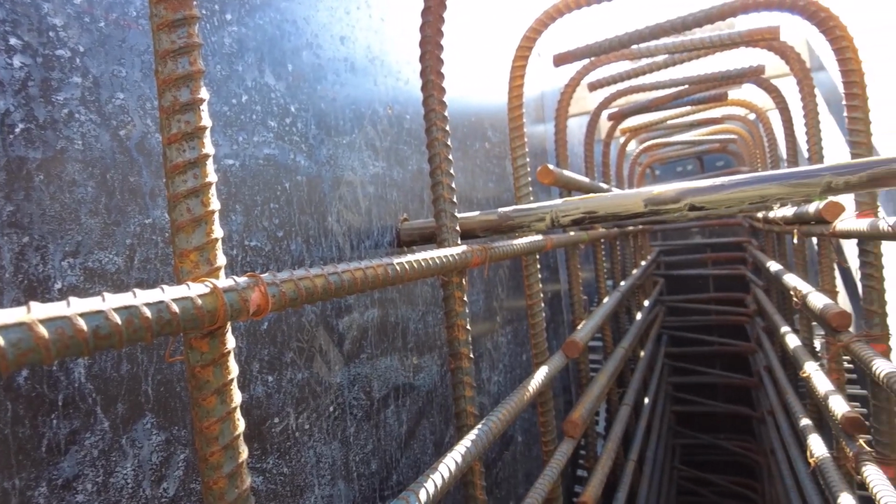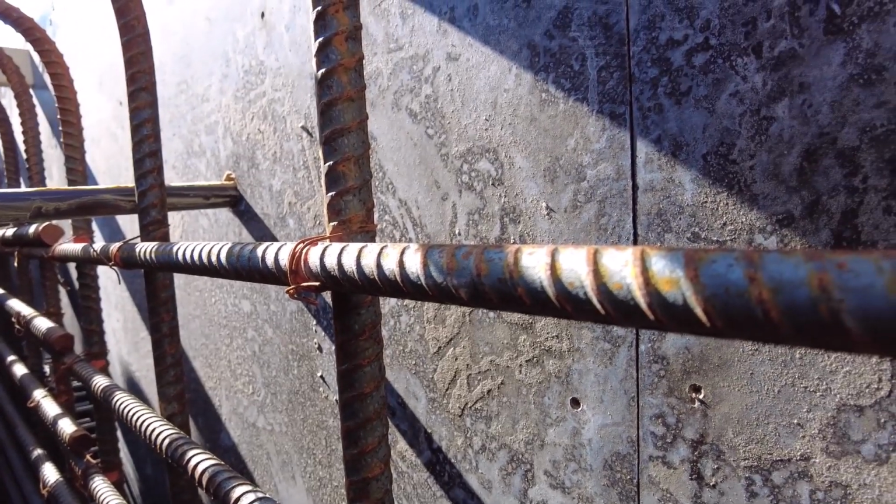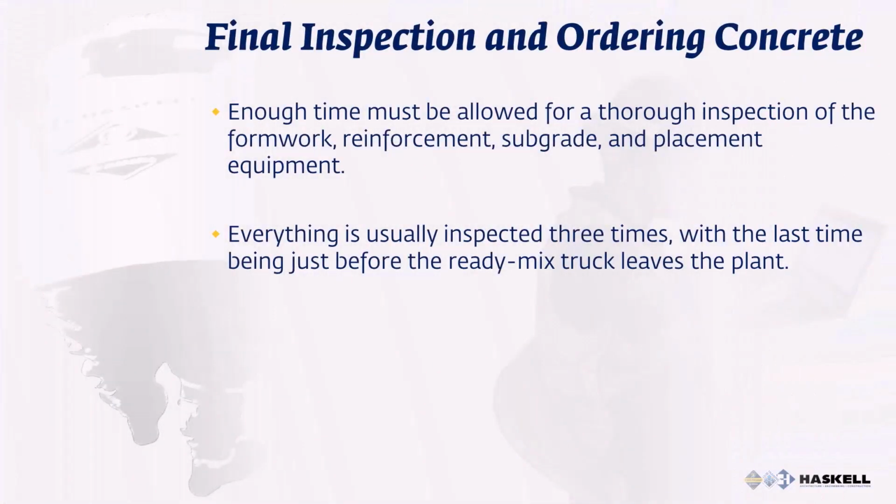All reinforcement should be inspected after positioning and again before the concrete is placed. It is important to make sure the job site is ready before the concrete is on site. Enough time must be allowed for a thorough inspection of the formwork, reinforcement, subgrade, and placement equipment without the pressure of fresh concrete nearby. The general rule for a final inspection is that everything inspected previously needs to be inspected again. Everything is usually inspected 3 times, with the last time being just before the ready mix truck leaves the plant.